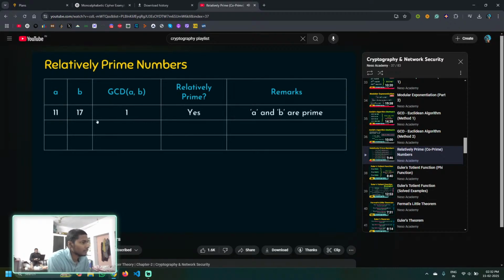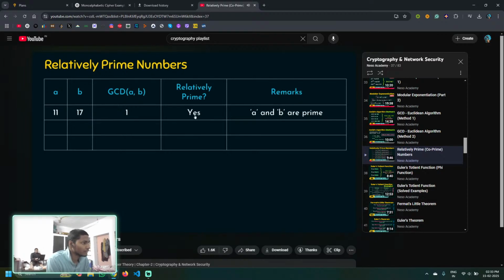First, we are going to take two different numbers, say 11 and 17. Here, if you observe, 11 is a prime number and 17 is a prime number, right? So when A and B are prime numbers, obviously they are different prime numbers, isn't it? So for different prime numbers, the GCD value will obviously be 1, isn't it? When the GCD is 1, obviously they are relatively prime to each other. So in the first scenario, we have confirmed A and B are different prime numbers, and hence they are relatively prime to each other.